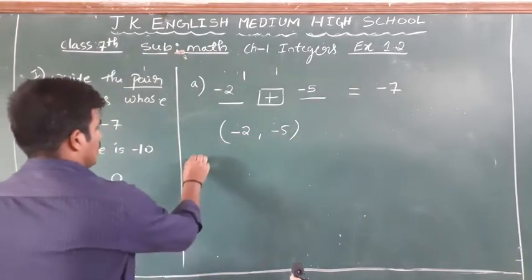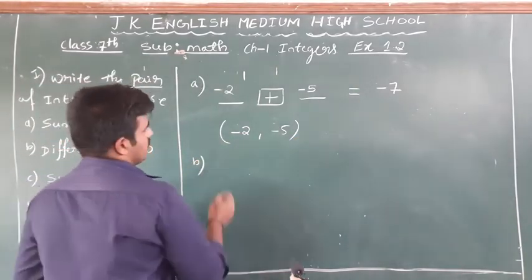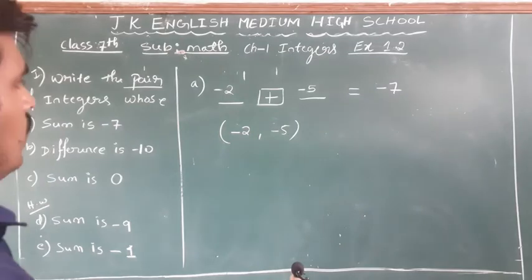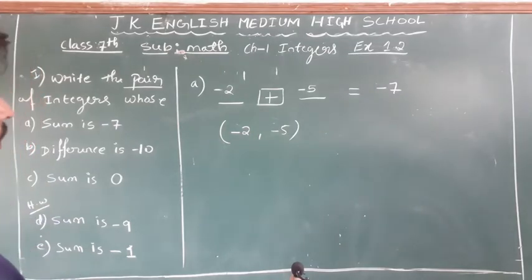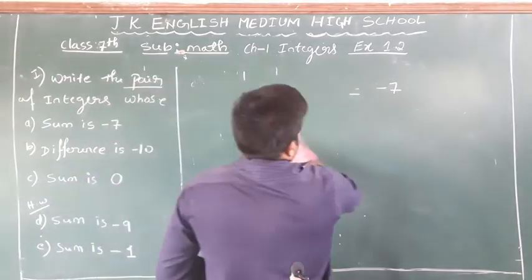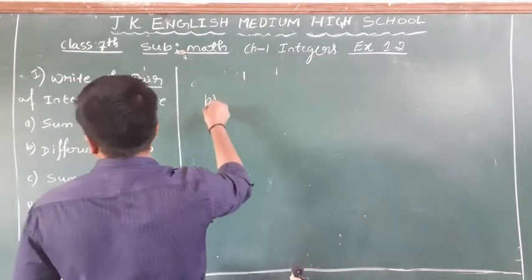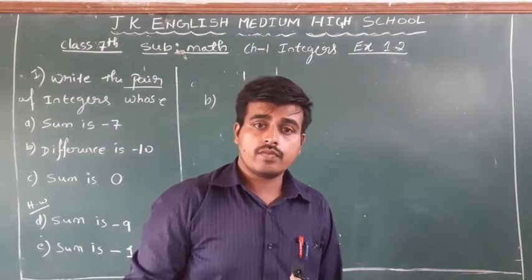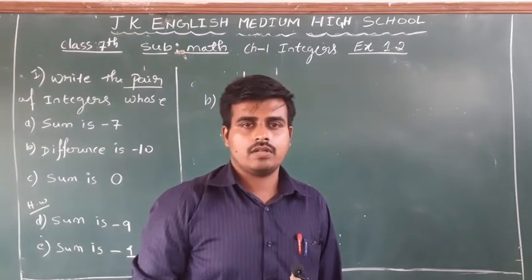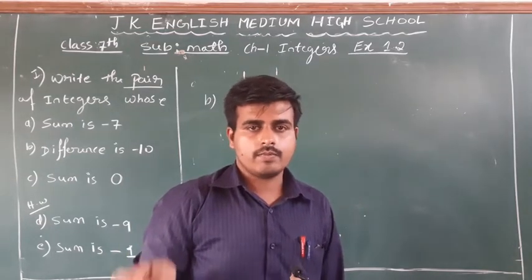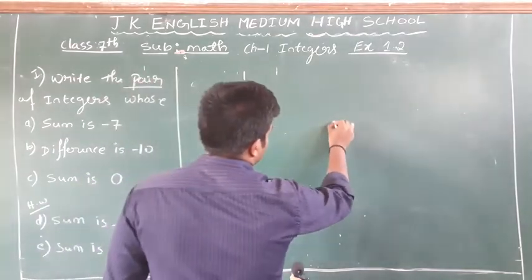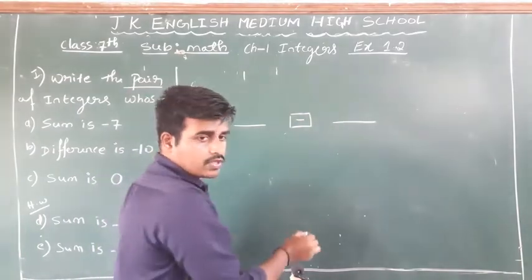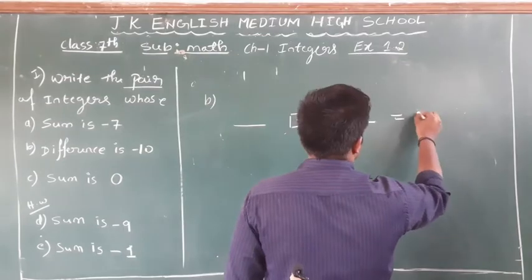Likewise, question number B. Difference. You can note down, first note down this much, take one screenshot, or you can pause the video. Now, question number B, difference is minus 10. You have to find two integers whose difference must be, difference means what here? Subtraction. Okay, sum means plus, difference means minus. So, you have to take two integers whose difference must be equal to minus 10.